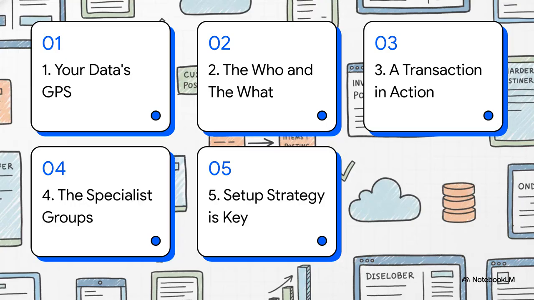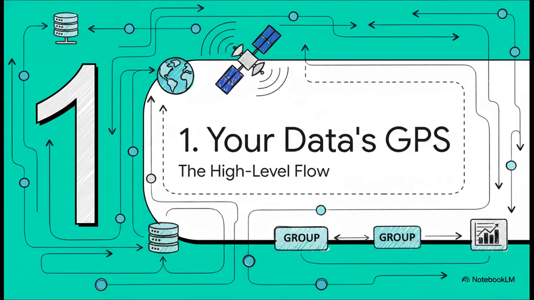So here's our game plan for today. First, we're going to stick with this GPS idea and get that 30,000-foot view. Then, we'll zoom right in on the engine that makes it all work, something I call the who and the what. After that, we'll actually follow a transaction on its journey and meet some of the specialist groups. And then, right at the end, I'm going to share the one big secret that'll make you an absolute pro at this.